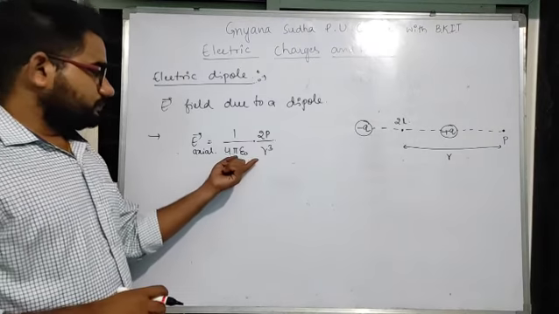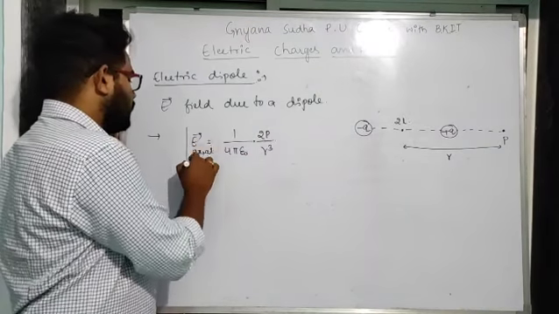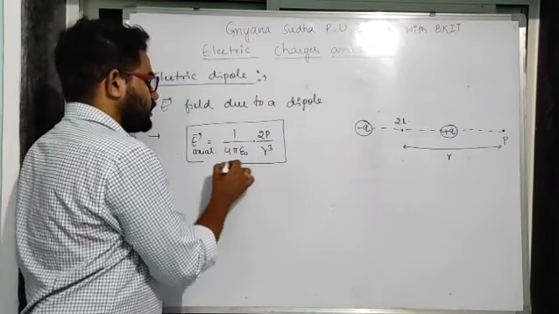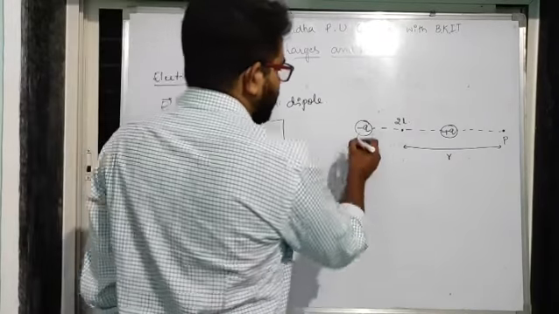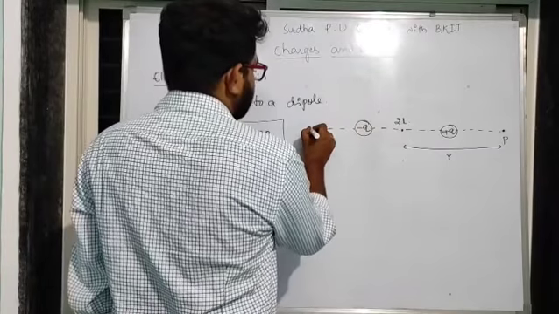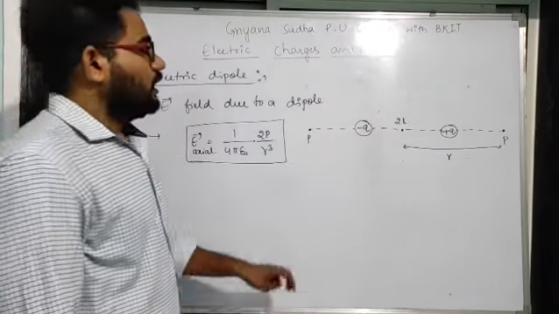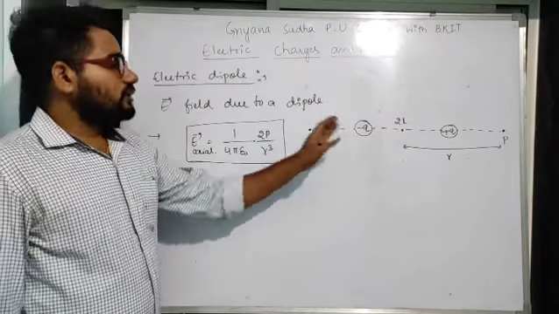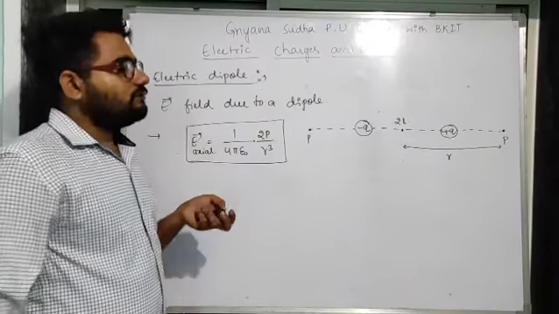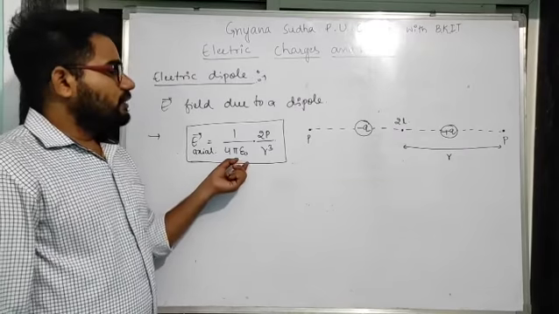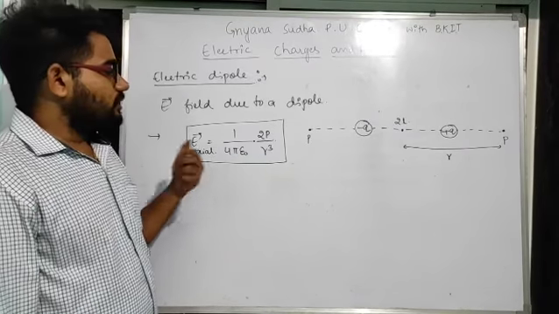This is the electric field on the axial or end point. You can say end point. You can find the electric field at this point also. That will be the same formula. On the axial, we can find the electric field with this formula.